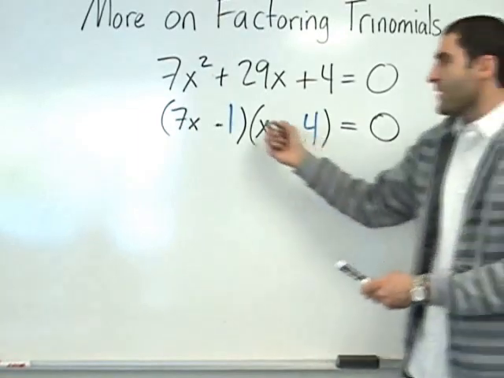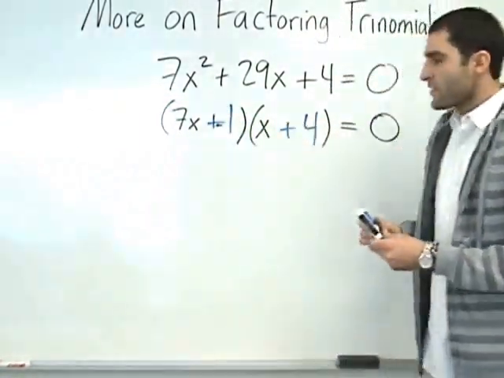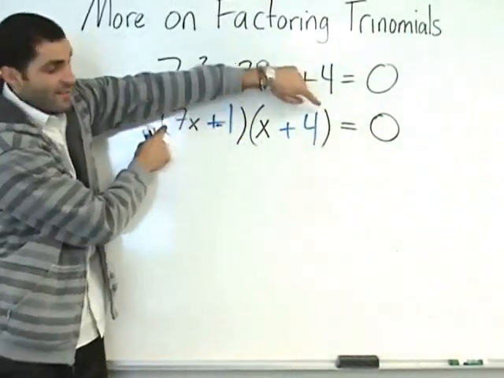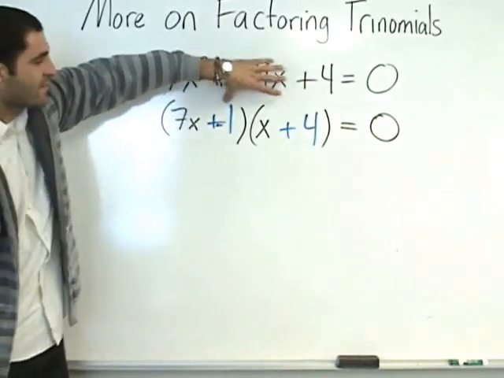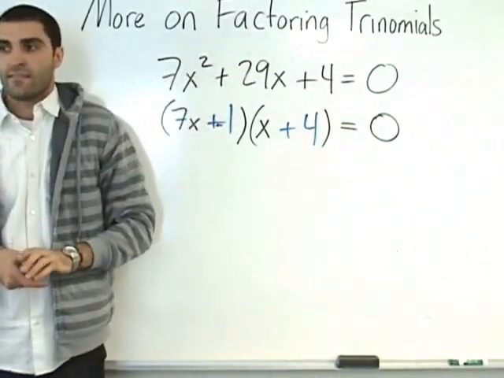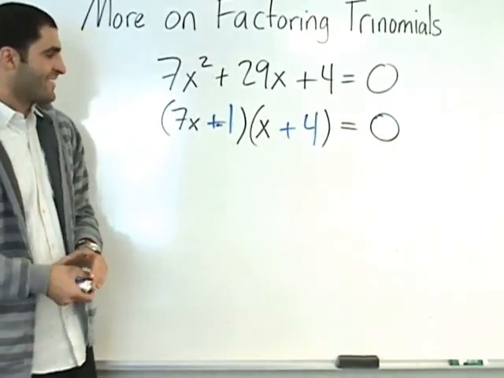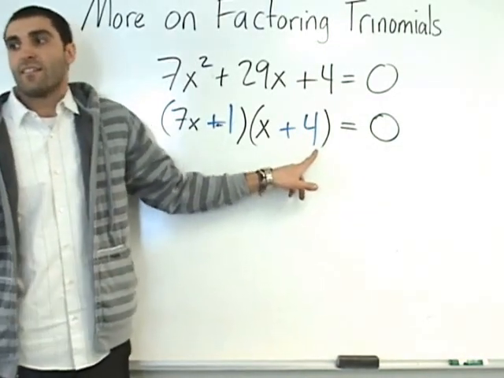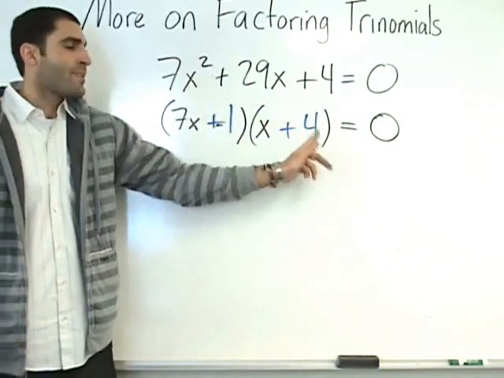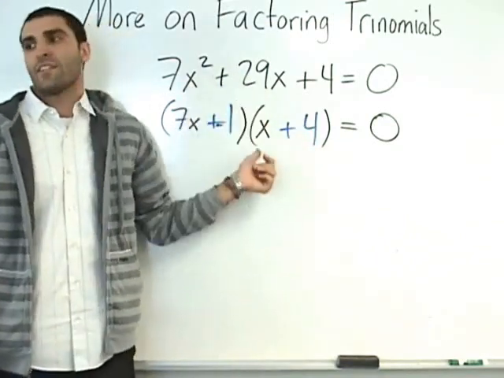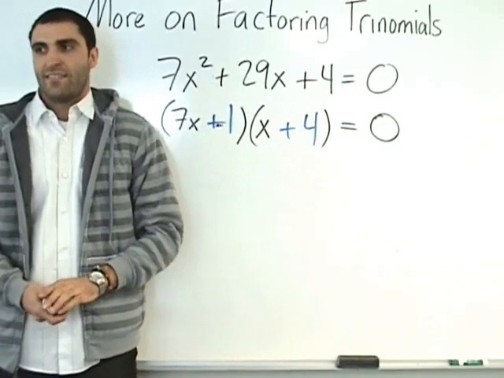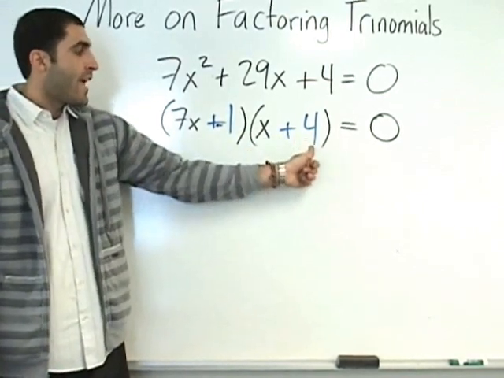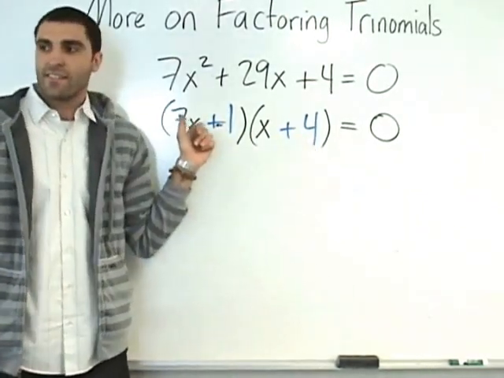All right, so let's make a plus plus. Foil to check. 7x squared, 28x plus x makes 29x, and 4. Yes. The reason you put the 4 in the second parentheses is that it multiplies with the 7 to make 28, and all we need is one more to make 29. If you put the 4 in the first parentheses, 4 would be multiplied by x, and 1 would be multiplied by 7x, so that would make 11.